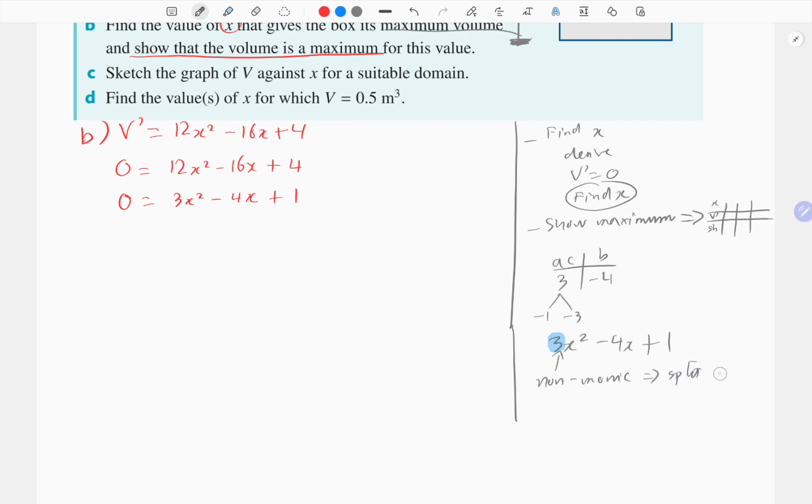Split the 4x term. Now we've got the two values, negative 1 and negative 3. In your actual paper, you just have to split it. So minus 3x minus 1x plus 1. I like to write the 1 so that it helps me take out the common factor. When you take out common factor 1, it will be a bit more obvious.